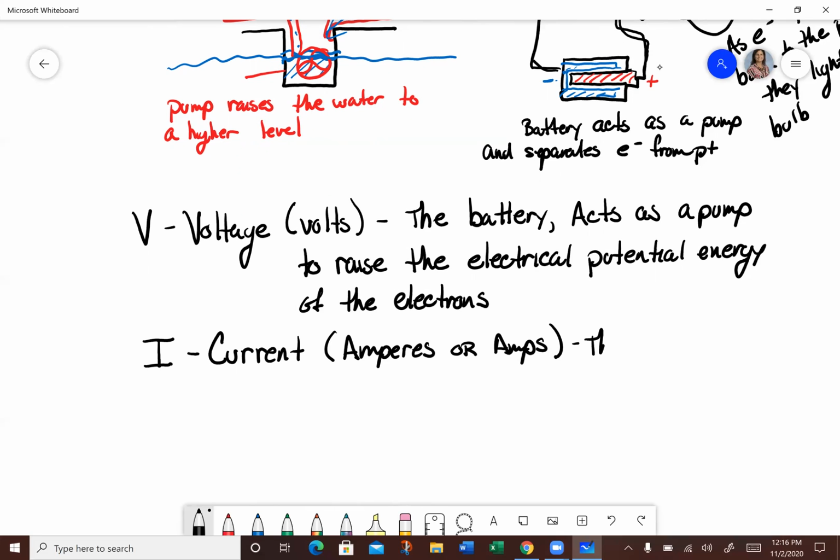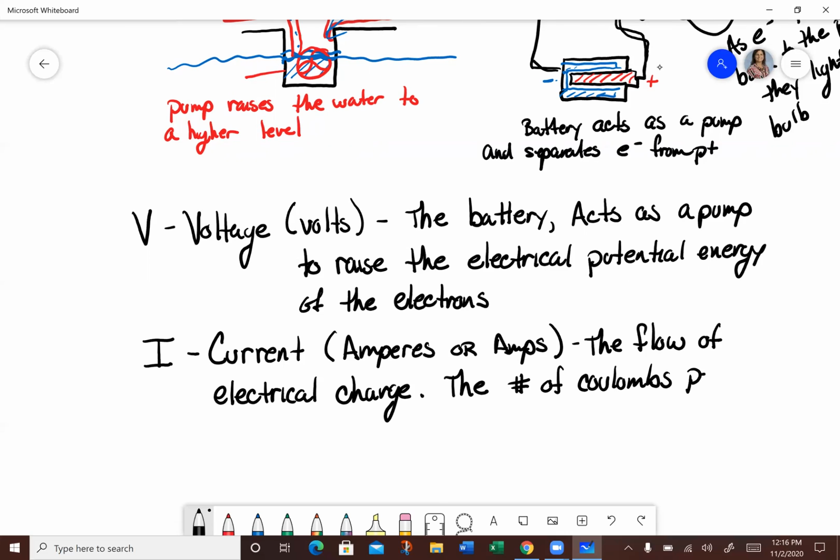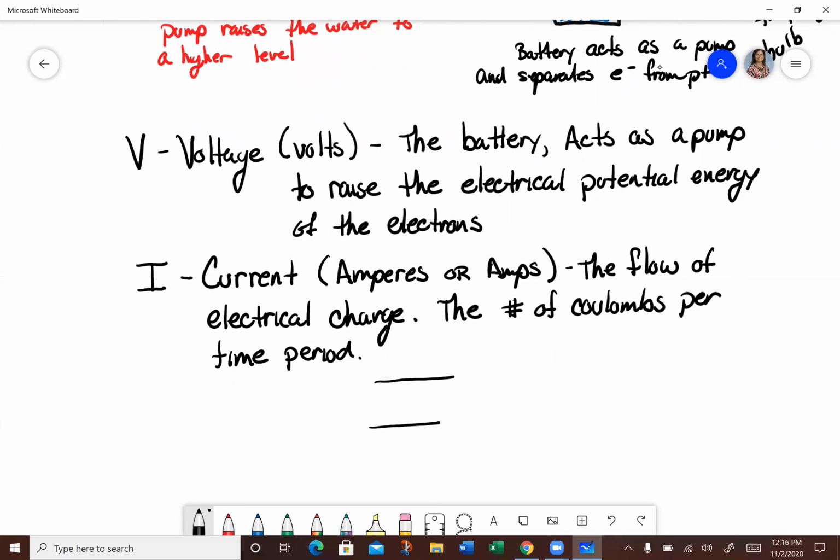So current is the flow of electrical charge. It is the number of coulombs per time period going through a cross-sectional area, right? So if I had, here's my wire, and here's all these electrons passing through that wire, literally what the current is, I'm counting how many of these electrons pass through per second. So the number that can go through, of course, is dependent on the cross-sectional area of the wires and also that voltage. How much am I pushing the electrical current through?